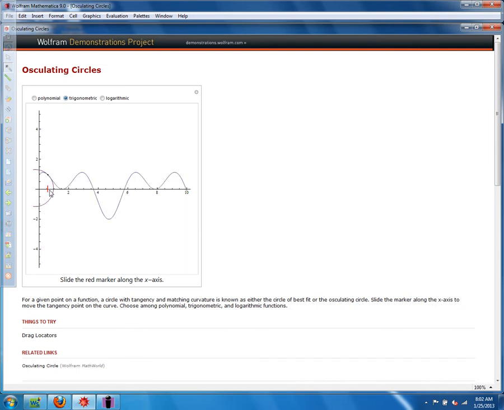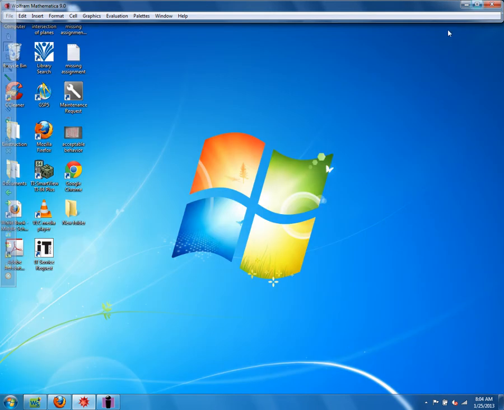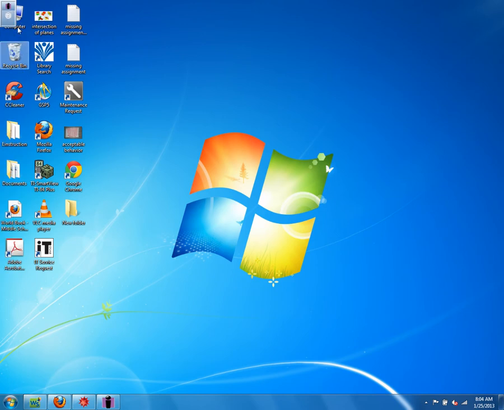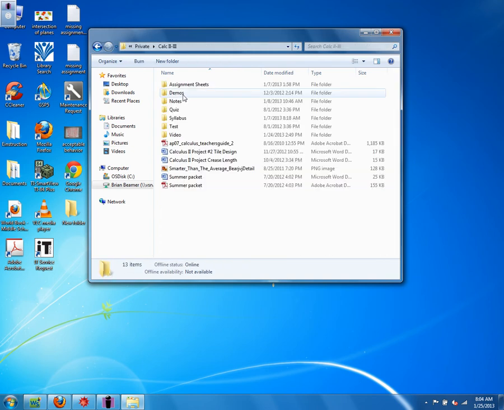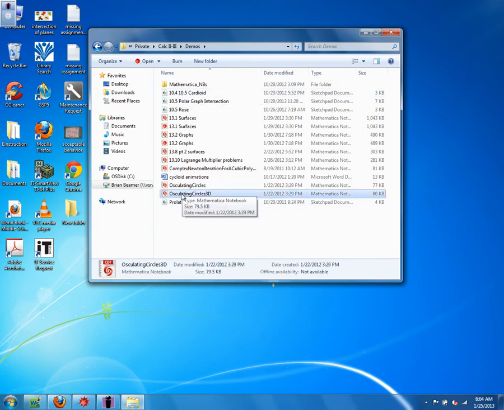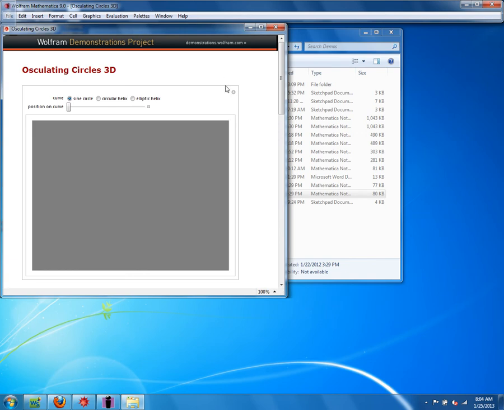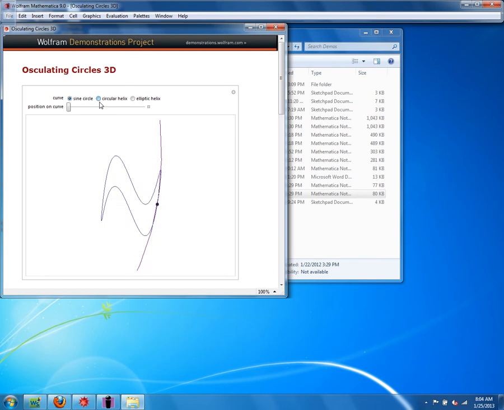Here's a trigonometric function, and here's our osculating circle for our trigonometric function. And a nice logarithmic function. And I have one more here. Let me find it. This is an osculating circle in 3D. This one is nice. All right, so I think here's my favorite.